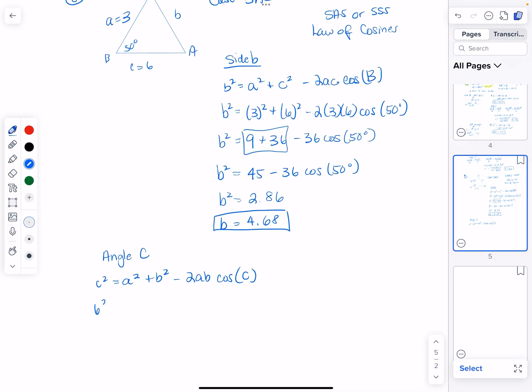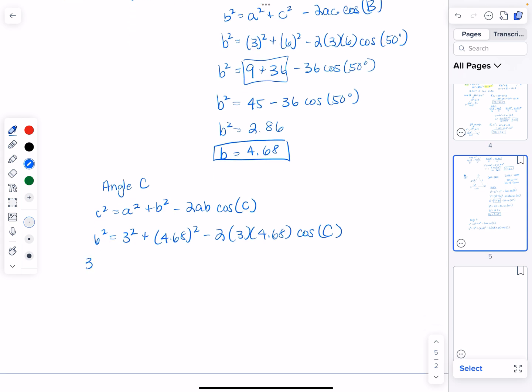C squared is 6 squared. A squared is 3 squared. B squared is 4.68 squared, minus 2 times 3 times 4.68 times cosine of angle C. Let's make this look a little better. So 36 equals 9 plus 4.68 squared, which gives me 21.9024. And then 2 times 3 times 4.68 gives me minus 28.08 times cosine of angle C.